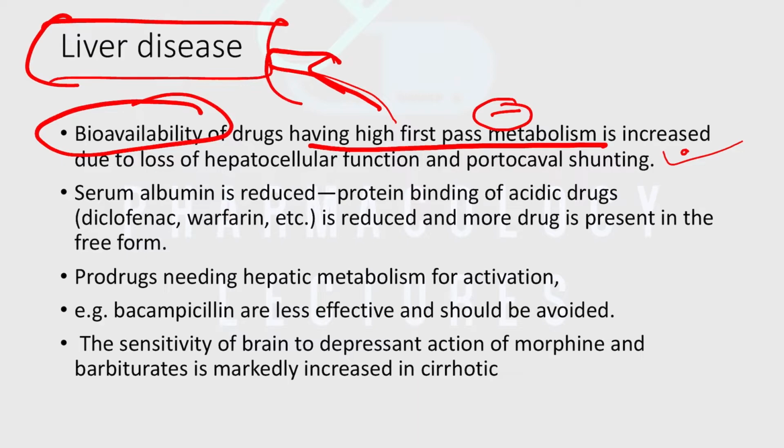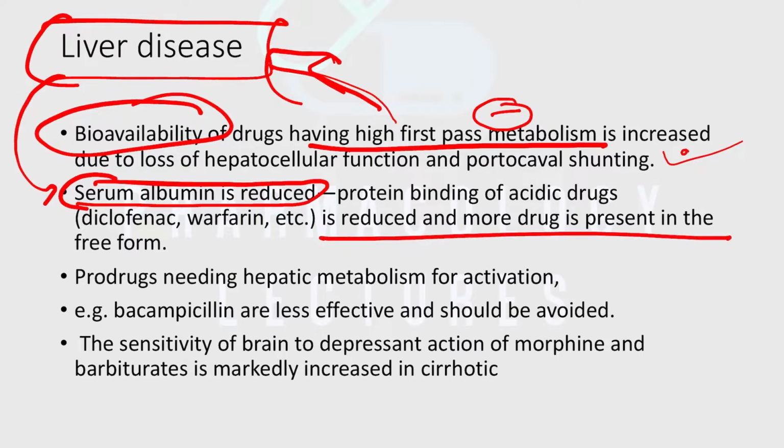Serum albumin is reduced. If liver disease is there, there are chances that protein in the blood decreases, that is serum albumin, and we know most drugs bind to serum albumin, especially acidic drugs. So the concentration of free acidic drug increases and their toxicity increases.